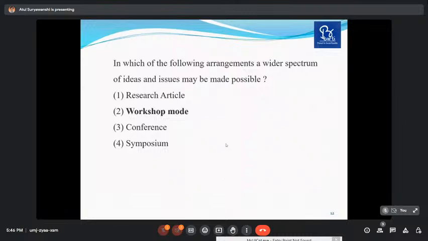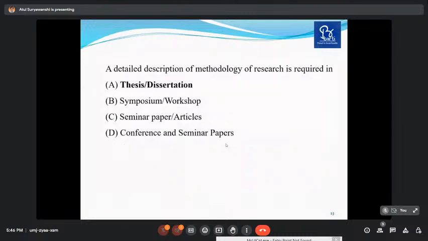Let us turn towards the next question in the series. A detailed description of the methodology of research is required in what? When we describe the methodology in detail, it is always a thesis or dissertation. It is not a workshop or seminar or conference seminar paper. Detailed methodology has to be illustrated in the thesis or the dissertation.